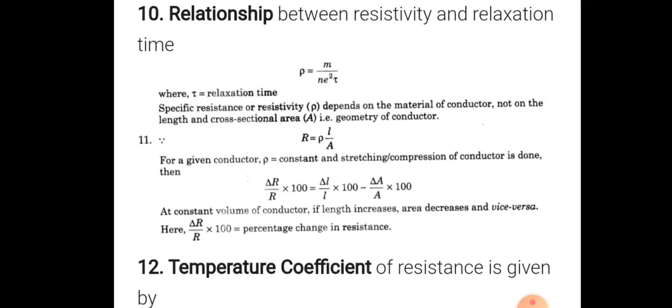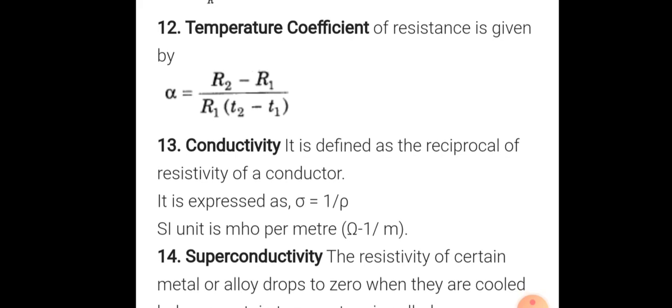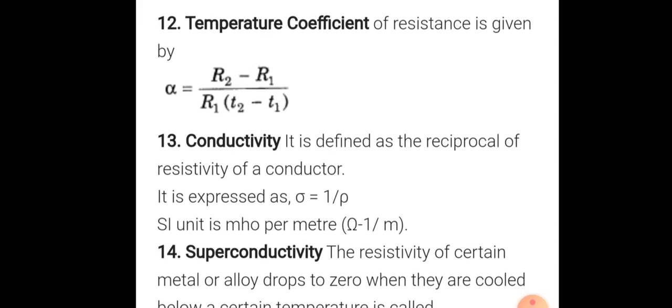Temperature coefficient of the resistance is given by alpha equals R2 minus R1 divided by R1 into T2 minus T1. Conductivity is defined as the reciprocal of the resistivity of a conductor. It is expressed as sigma equals 1 upon rho. The SI unit is mho per meter.